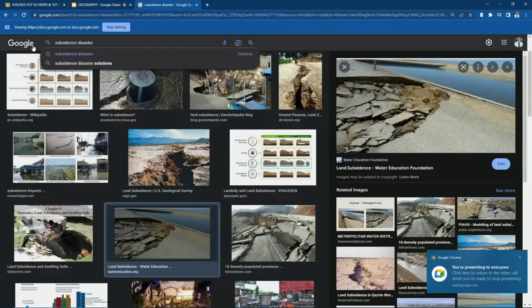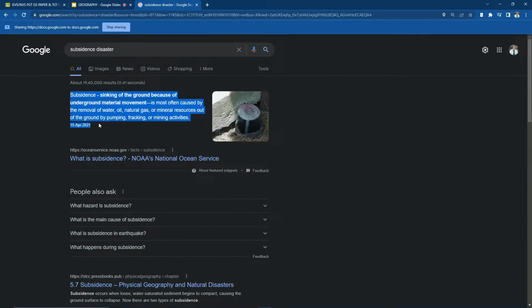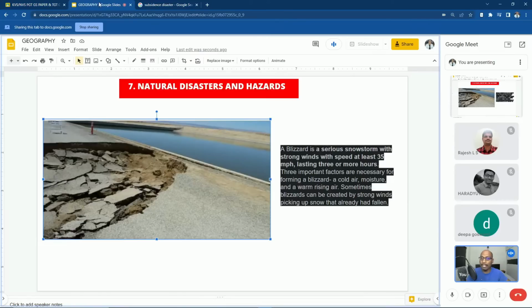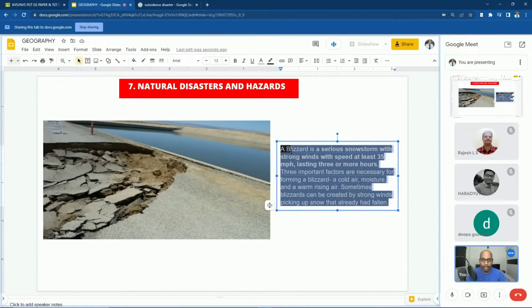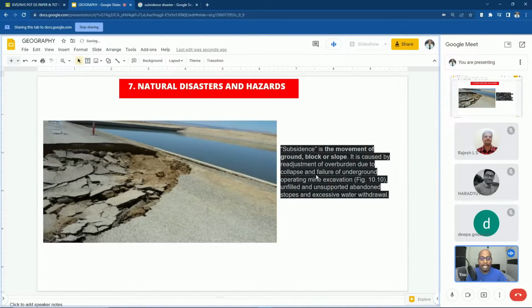Right. One second. Subsidence disaster. Okay, what is this subsidence disaster? So the explanation for subsidence is it's a kind of disaster. Subsidence is the movement of ground, block or slope. It is caused by readjustment of overburden due to collapse and failure of underground operating mine excavations, unfilled and unsupported abandoned stopes, or excess water withdrawal. So this is called subsidence.